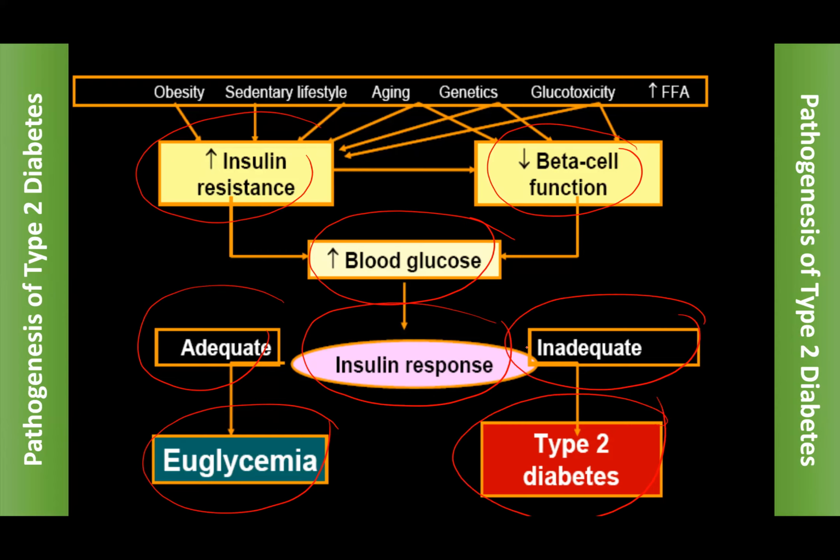What is this caused by? Obesity, sedentary lifestyle, aging, genetics, glucotoxicity, free fatty acids, lipotoxicity, all act on beta cell function, and they decrease the beta cell function and increase the insulin resistance. And these speak with one another. Decreased beta cell function in turn promotes insulin resistance, which in turn further decreases the beta cell function.